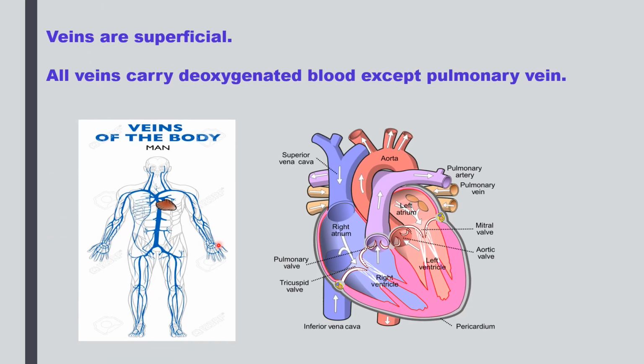Veins are usually superficial, that is, they are present near the skin. All veins carry deoxygenated blood or impure blood except the pulmonary veins. Here you can see there are four pulmonary veins. These pulmonary veins carry blood from the lungs to the left side of the heart. So normally all veins carry impure blood or deoxygenated blood except the pulmonary veins, which carry pure or oxygenated blood.